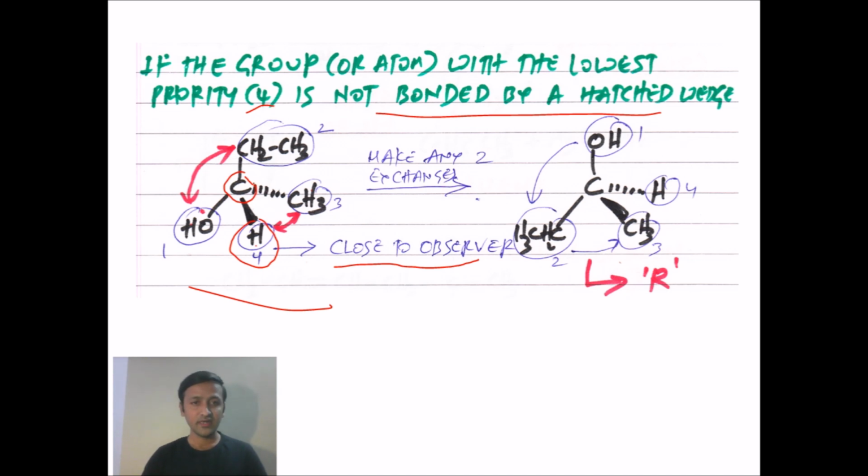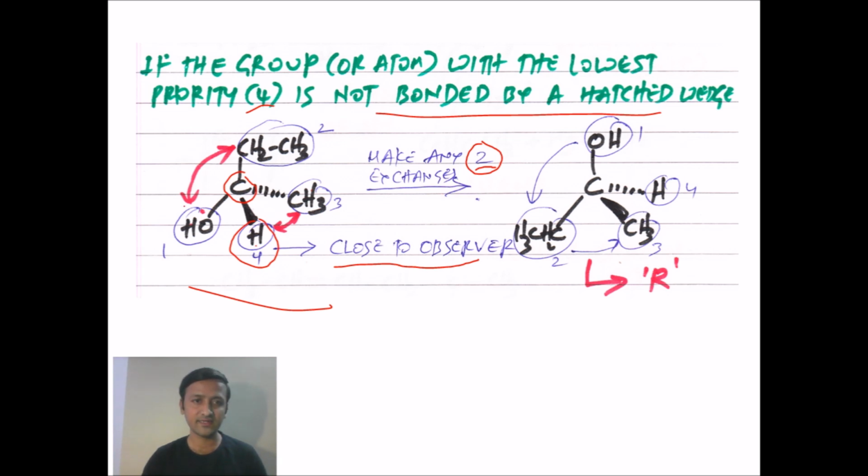Remember, in any molecule, we can make some exchanges, right? If we take two exchanges, it won't change the stereochemistry, or the configuration of the carbon. And if we make one exchange, it will invert the configuration. So what we need to do now, we need to retain the configuration, we don't want to change that. So we can make two exchanges now, right? Just see this example I had done here.